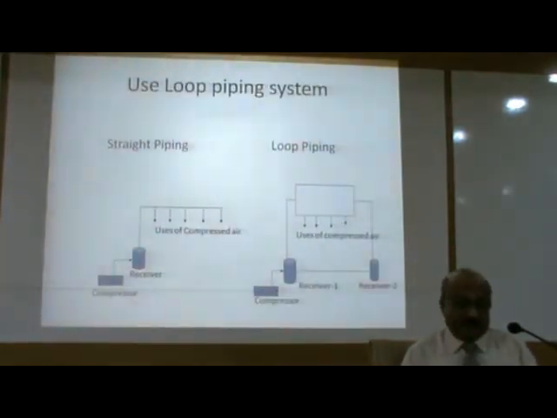Then another system, so very small things, but this can create a significant improvement. One of them is the use of loop piping systems. Generally, we are concentrated on the compressed air systems and the efficiency of the compressor. But the other aspect, the distribution part, that is piping systems, is also very important. So here, two types of piping systems are given: the straight piping and loop piping.